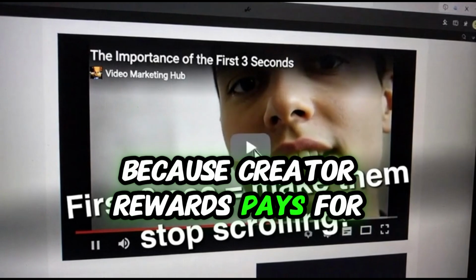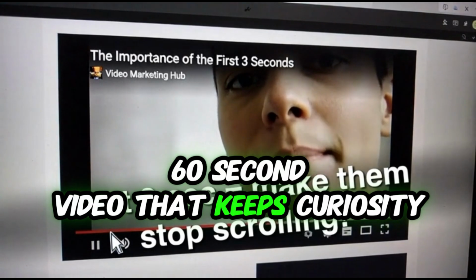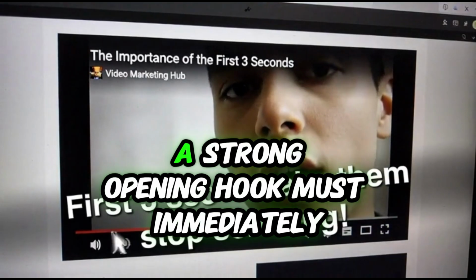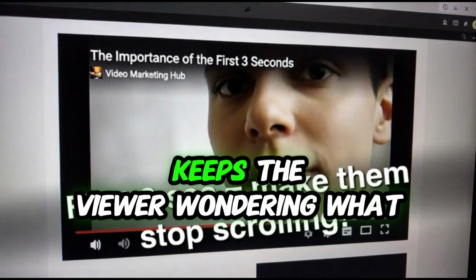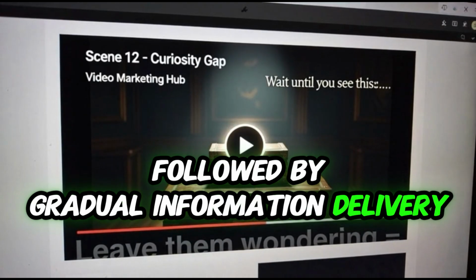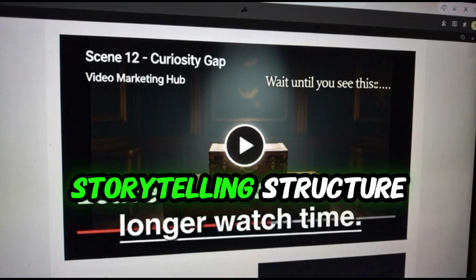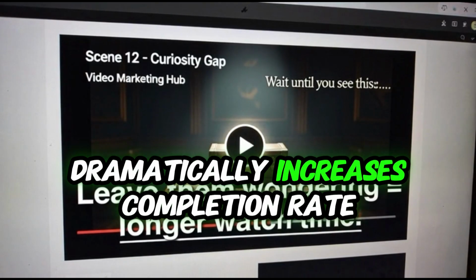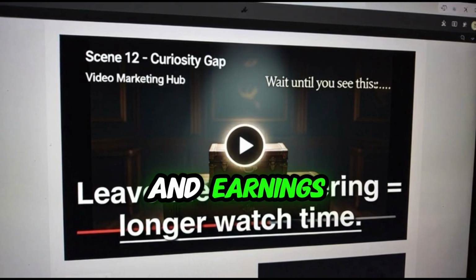Because Creator Rewards pays for longer videos, the ideal format is a structured 60-second video that keeps curiosity alive throughout. A strong opening hook must immediately grab attention. Then a curiosity gap keeps the viewer wondering what happens next, followed by gradual information delivery, a small twist near the end, and finally the payoff. This storytelling structure dramatically increases completion rate, and completion rate is what unlocks distribution and earnings.